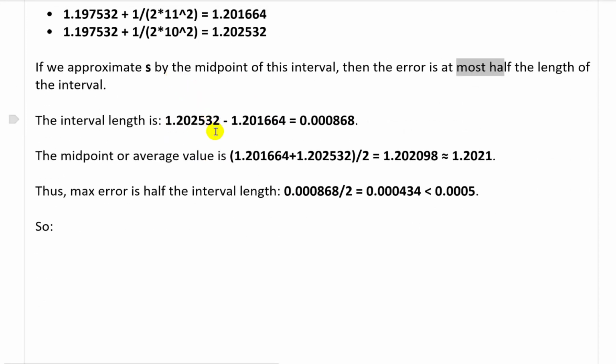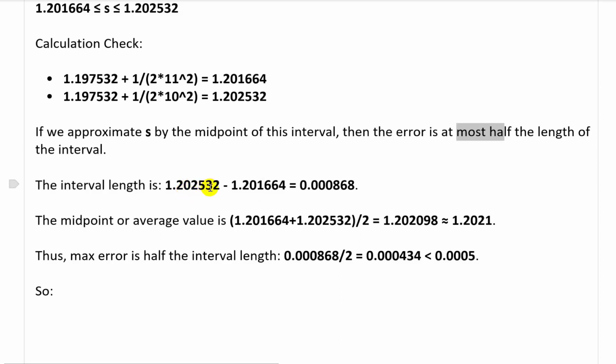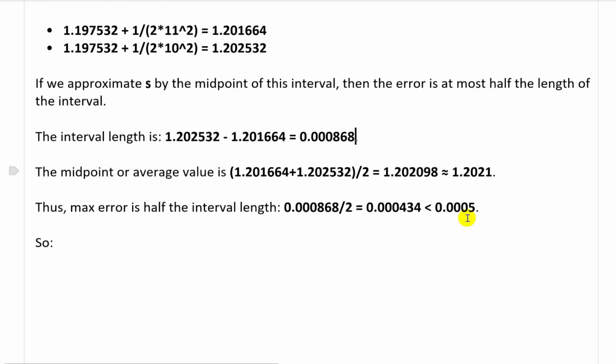So the interval length is the upper bound minus the lower bound: 1.202532 minus 1.201664. We get 0.000868, but we're going to take the midpoint so that we can split this in half. So the midpoint or average value is 1.201664 plus 1.202532, divided by 2. Or you could just divide the length by 2 and add it to the lower bound, or subtract it from the upper bound. Then it equals 1.202098, and you could round, as my calculus book does, to 1.2021.